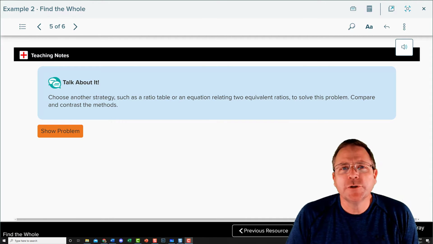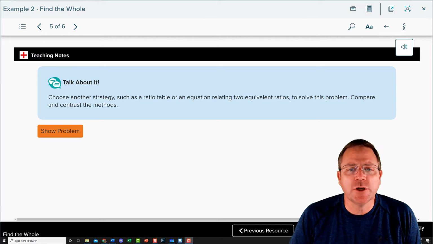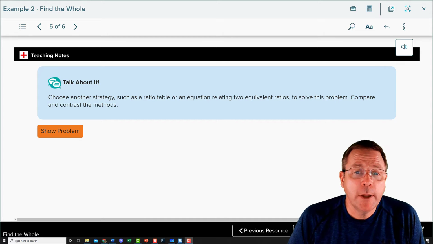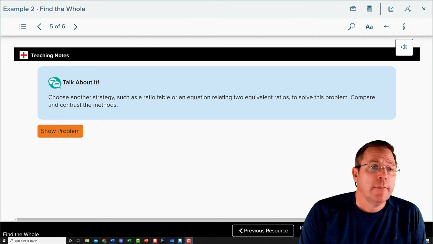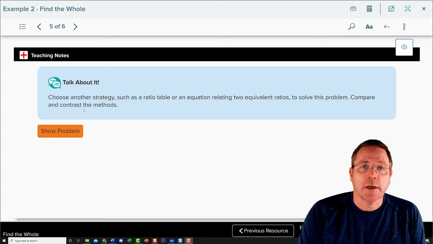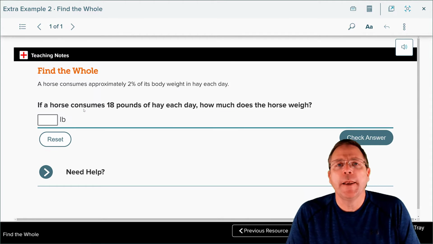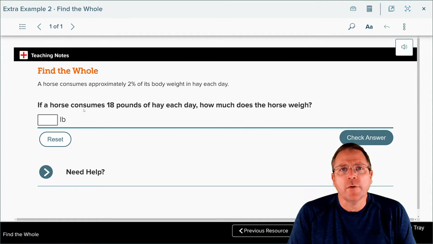Now the textbook suggests that you choose another strategy, such as a ratio table or an equation relating the two equivalent ratios, and solve this problem. I'm not going to make you do that, but if it was me doing it, I'd set up the two equivalent ratios, because for me that's almost always going to be the best option. Now it's going to be your turn to solve another problem.